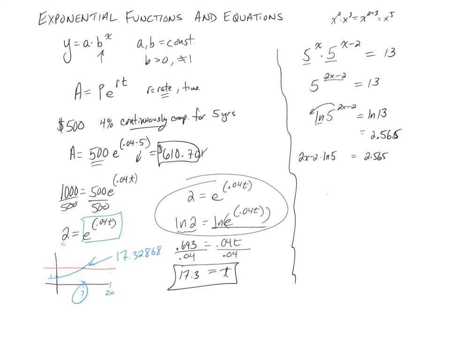Now, that quantity ln of 5 is certainly something we can just get off the calculator. Right, I got that number off the calculator. It is 1.609. So we could just divide that off to the other side, and we'll have 2x minus 2 is equal to 2.565 over 1.609, and then we can add 2, and we get 2x is equal to that quantity, which is 3.594. And now we just divide both sides by 2, and we get our solution of that number divided by 2, which is 1.797.